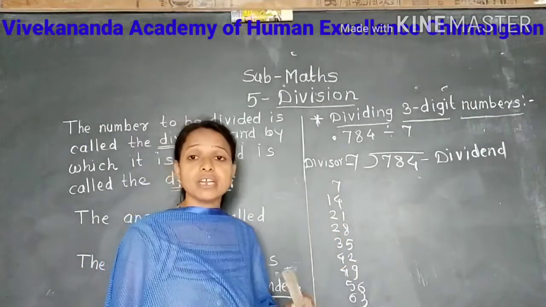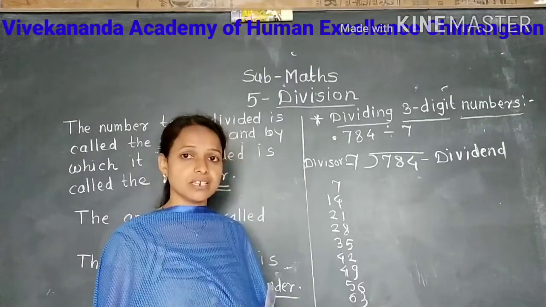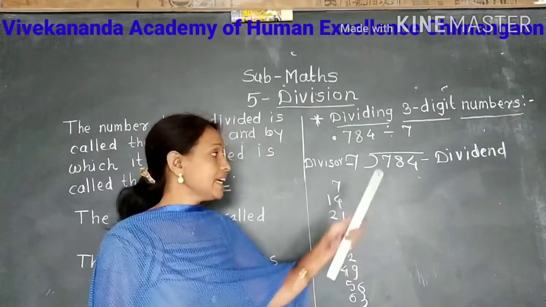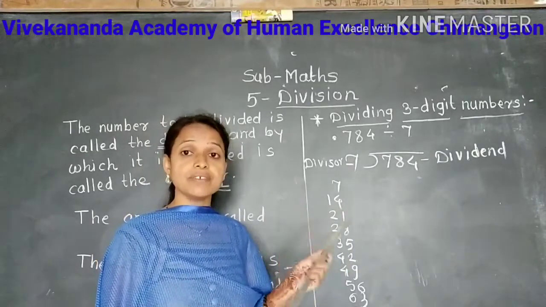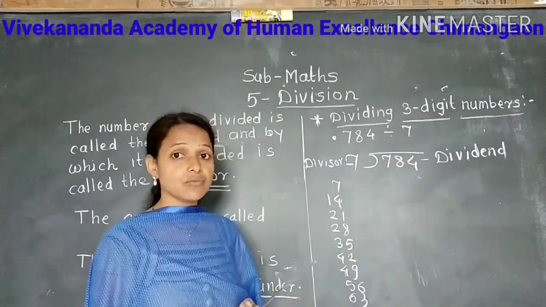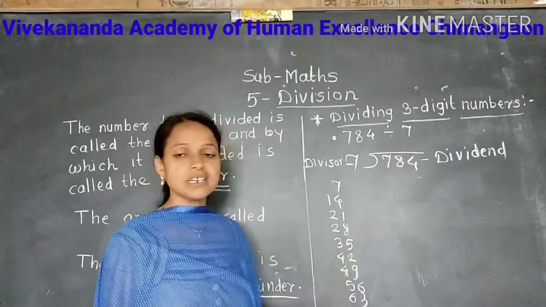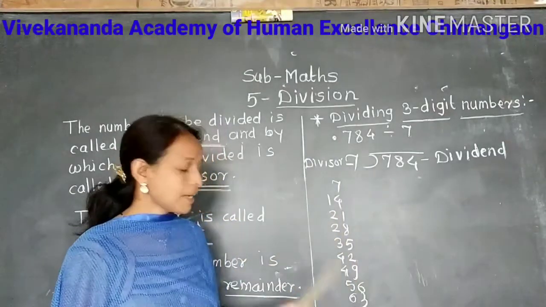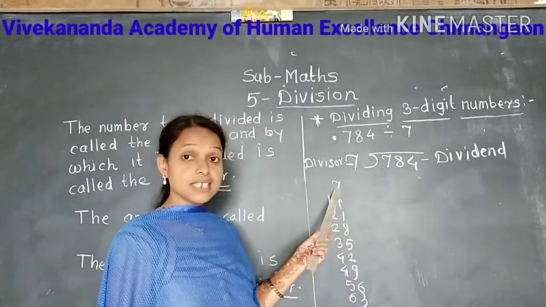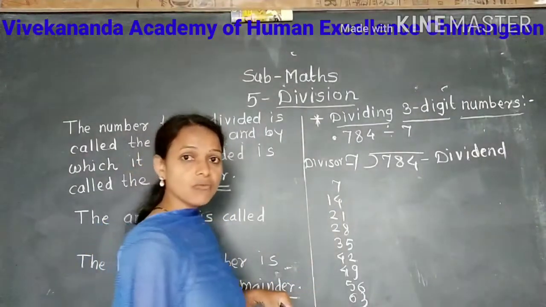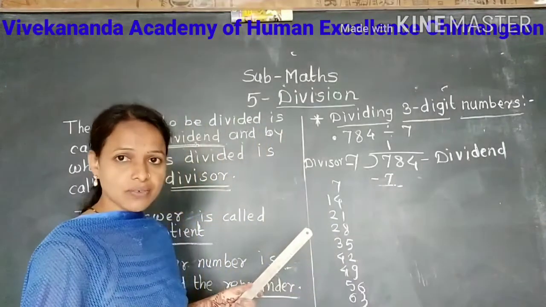Now, whenever you are going to divide any dividend, remember to start from the leftmost digit, and your leftmost digit is 7. So you have to start from number 7. If you observe the table of 7, you will understand that 7 is a multiple of 7. 7 ones are 7, so the quotient will become 1. Now we subtract 7 from 7. 7 minus 7, 0.